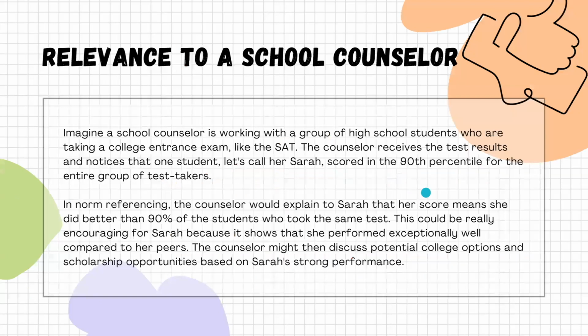Well, imagine that a school counselor is working with a group of high school students who are taking a college entrance exam, like the SAT. The counselor receives the test results and notices that one student, let's call her Sarah, scored in the 90th percentile for the entire group of test takers. In norm referencing, the counselor would explain to Sarah that her score means that she did better than 90% of the students who took the test. That could be really encouraging for Sarah because it shows that she performed exceptionally well compared to her peers. The counselor might then discuss potential college options and scholarship opportunities based on her strong performance.